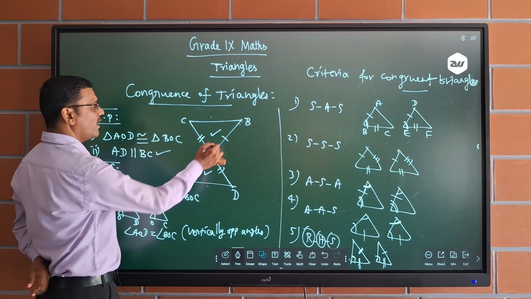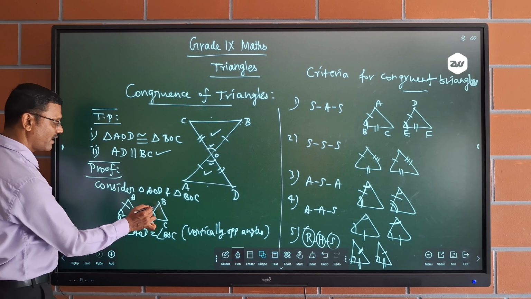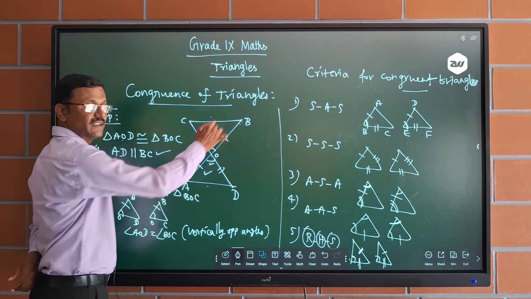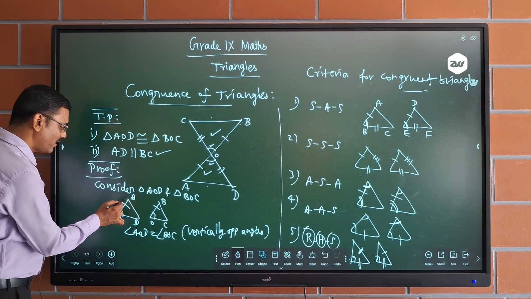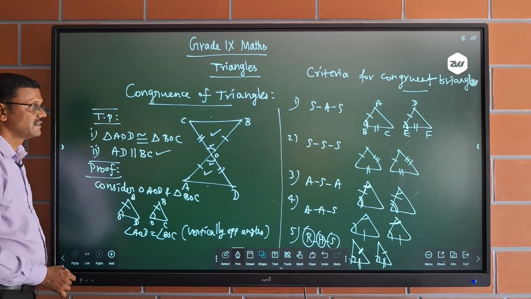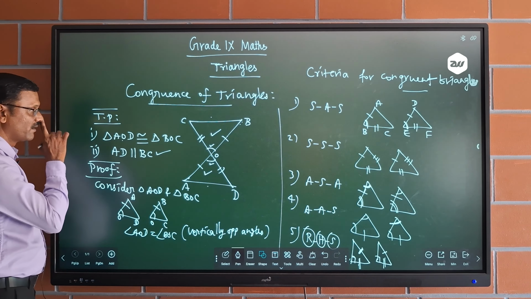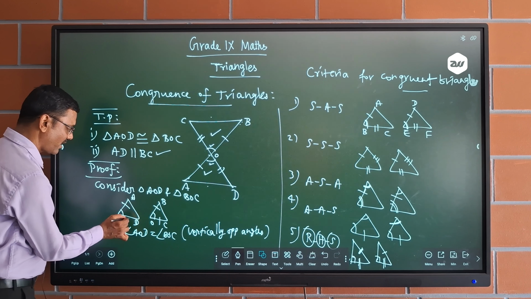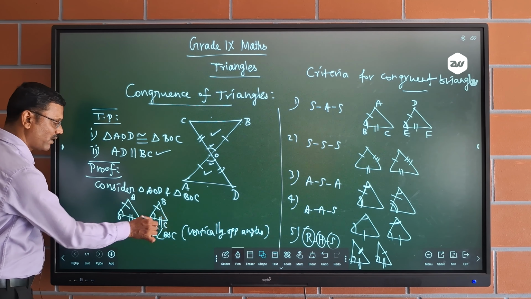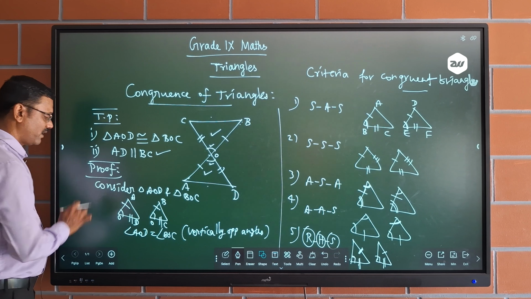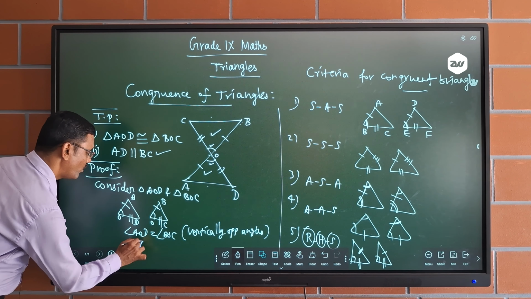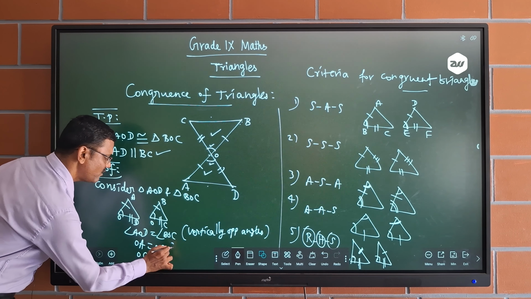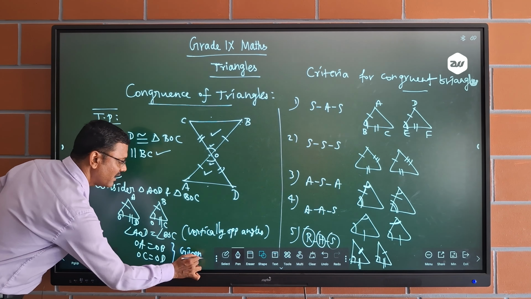And next, OA and OB are equal. See, OA of this triangle and OB of this triangle are equal. In the original figure, OA and OB are given as equal. So here I mark OA and OB as equal sides. Similarly, OC and OD are equal. Here OC of this triangle and OD of this triangle are equal. So I double mark them. So OA equals OB, OC equals OD. These two are given in the diagram.